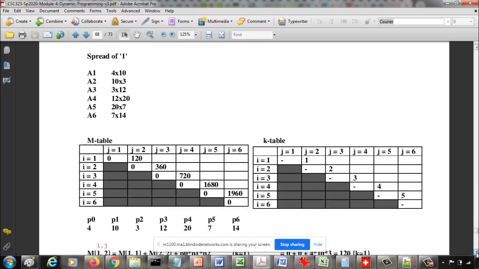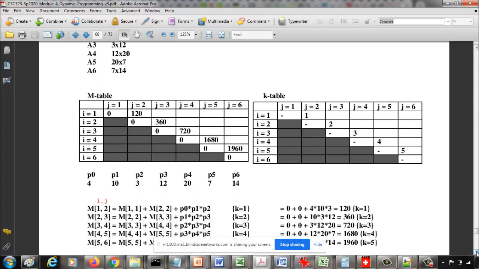Spread of 1 means i is less than j, and the difference between i and j is 1. Which means you're going to fill these cells: i equals 1, j equals 2, this cell. Then i equals 2, j equals 3, i is 3, j is 4. So you're going to fill these cells with the difference between i and j of 1. That's what I mean by spread of 1. Alright, and the corresponding K table.